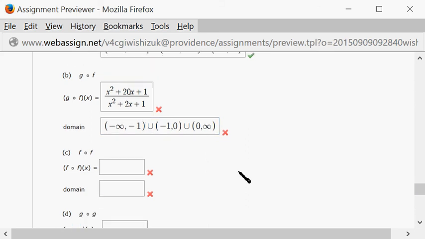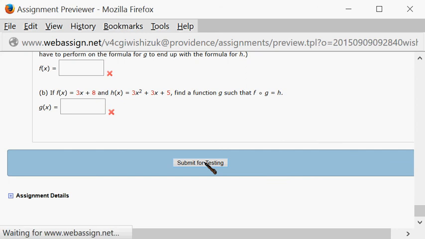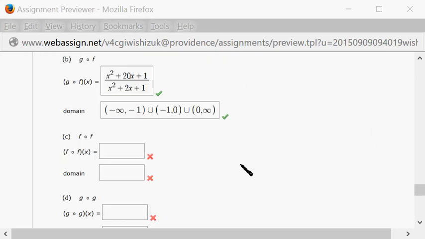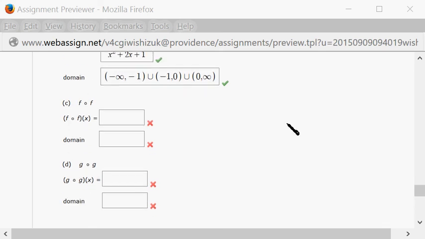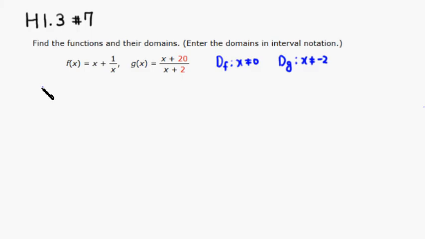So let's double check. I'm going to go down and submit for testing. All right, it came back and it looks like we got part B correctly. So let's look at part C, f of f.